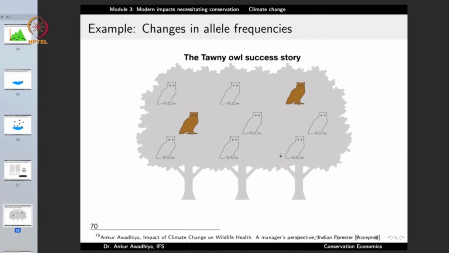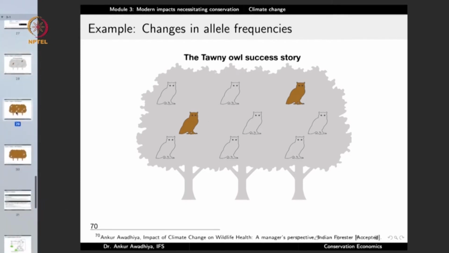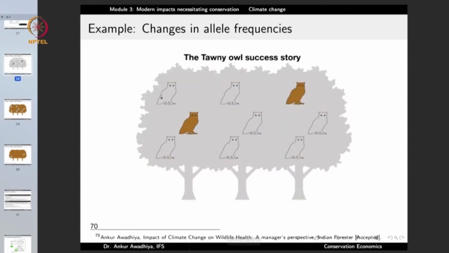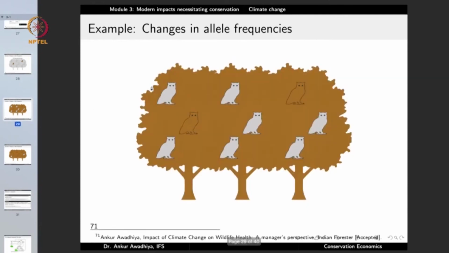Now, the color of the bird is determined by the genes that the bird has, the allele frequencies that are there in the bird. So, a majority of the birds are light in color, and there are very few birds that are dark in color. Now, because of global warming, what has happened is that the snow is melting. So, now if we look at these birds that were gray in color, they are very easily seen against the backdrop of these trees. And so, the advantage that they had in terms of color is now gone.